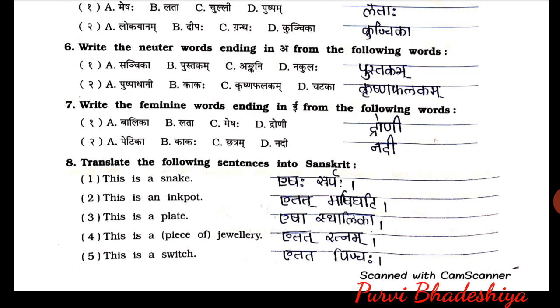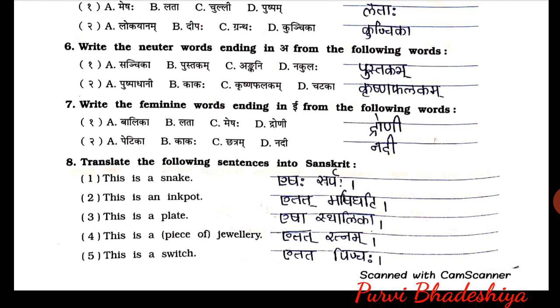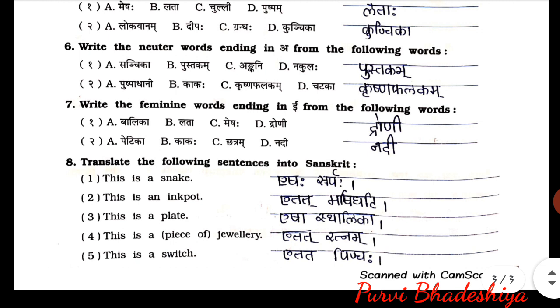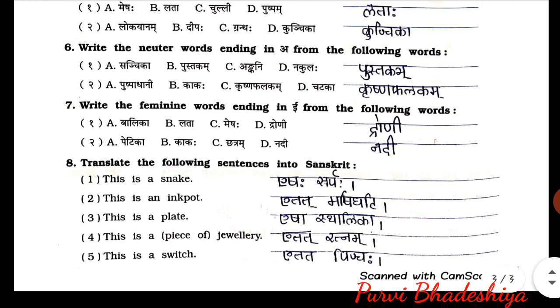This is a snake. Eshah sarpah. Second, this is an ink pot. Etat mashi ghati. Third one, this is a plate. Esha sthalika. Fourth one, this is a piece of jewelry. Etat ratnam. Fifth one, this is a switch. Etat pinjah.